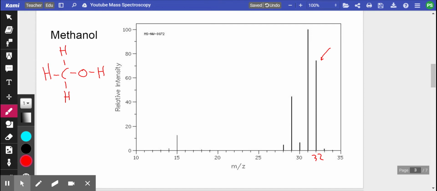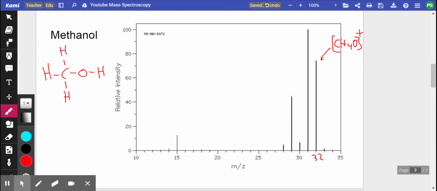So this peak has been detected because this ion has gone all the way through to the detector. In IB, you can write this down as this formula. You could also write CH3OH.